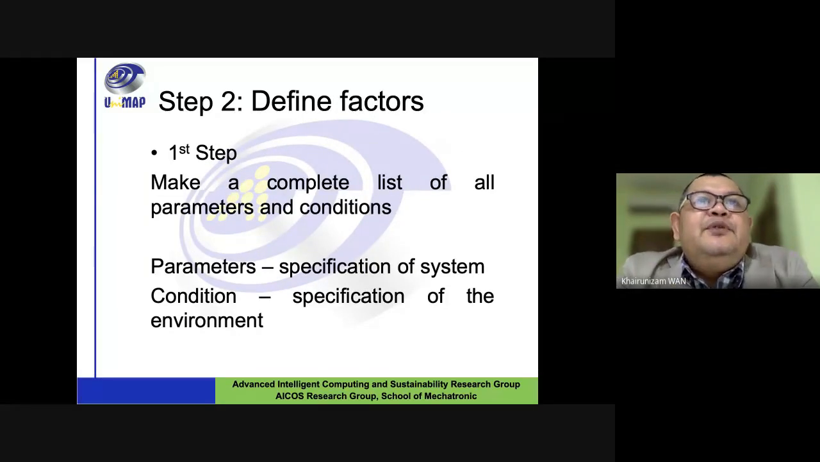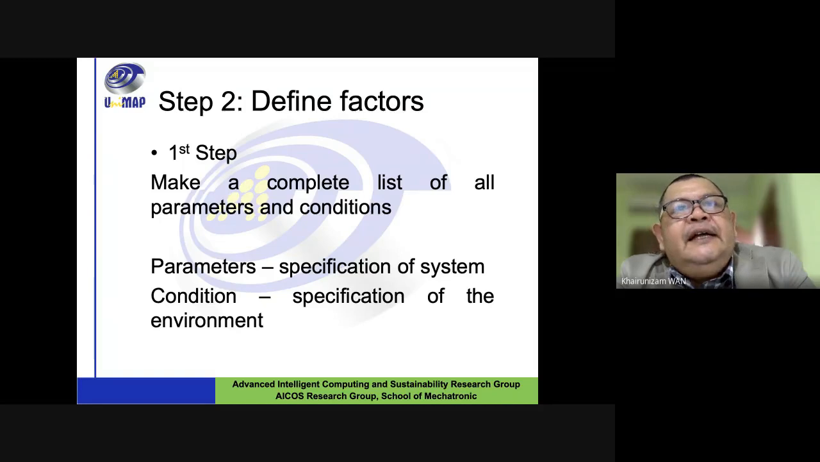And then step 2 in the hypothesis space is you have to define the factor. What is the factor? The factor is the parameter and the condition environment. What is the specification of the system for the solutions? And condition is the specification of the environment. Condition is related to the experiment, and parameters also relate with the experiment and also the theoretical.